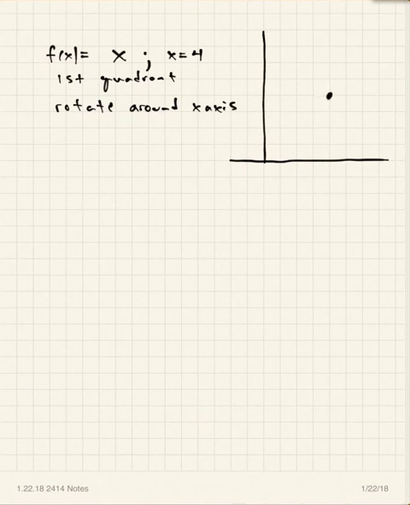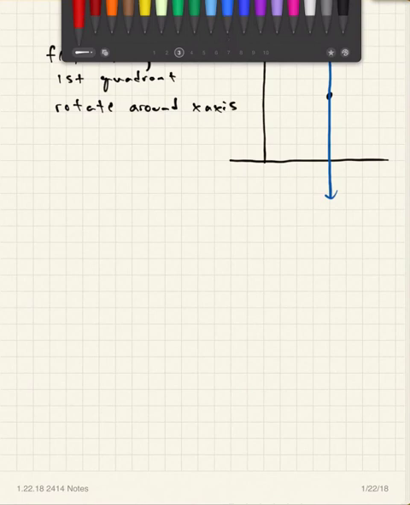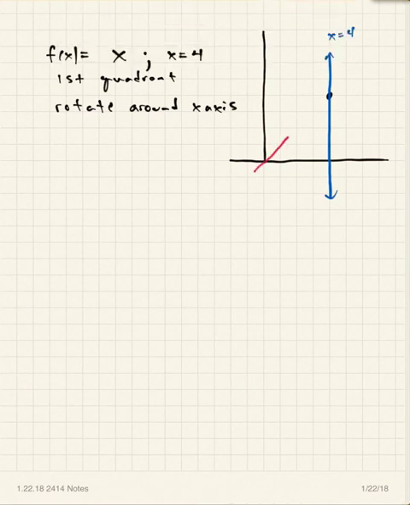So x equals 4 is this vertical line right here. Here's x equals 4, and here's f of x equals x. Like that. So this is the region we're rotating around the x-axis, just this triangle.